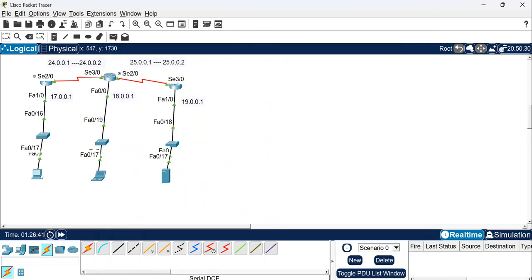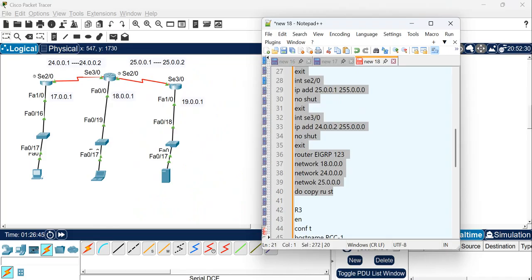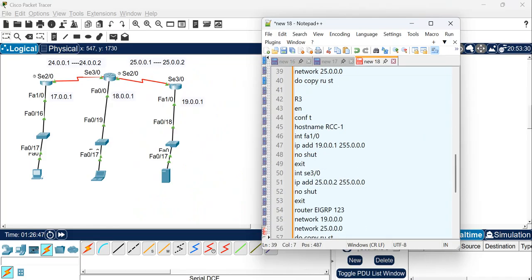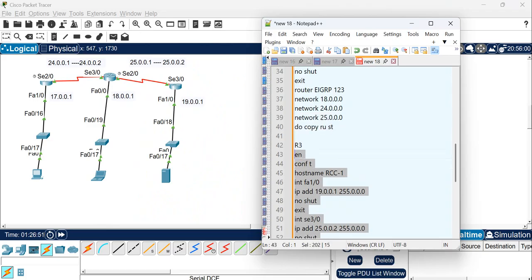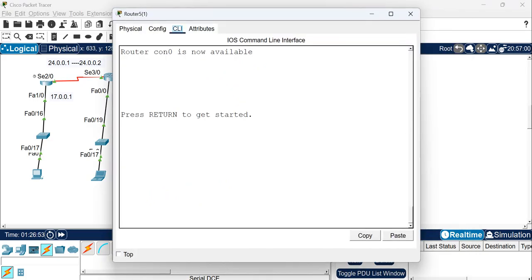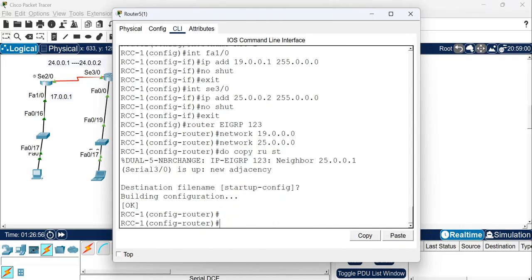So let me go back to the file and see what is the mistake. It is a spelling mistake over here. Got it? So let me copy this third router information. Copied. Now the third router information, I'm going to enable it and paste it.